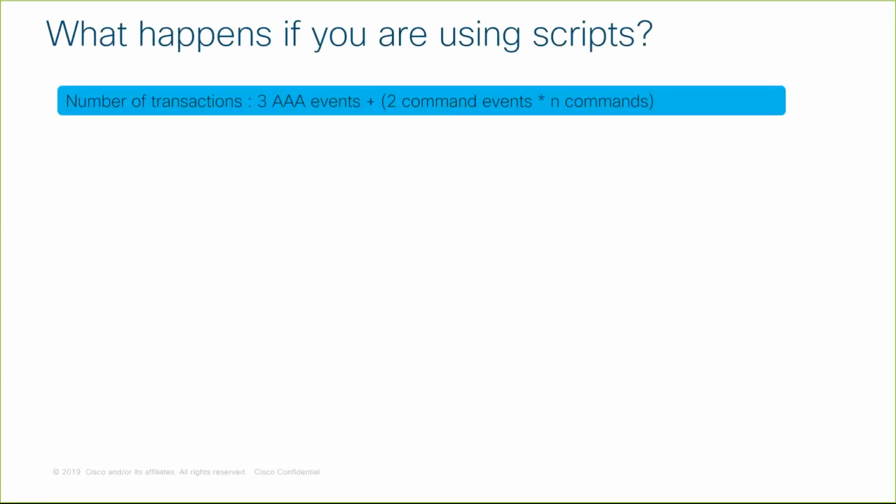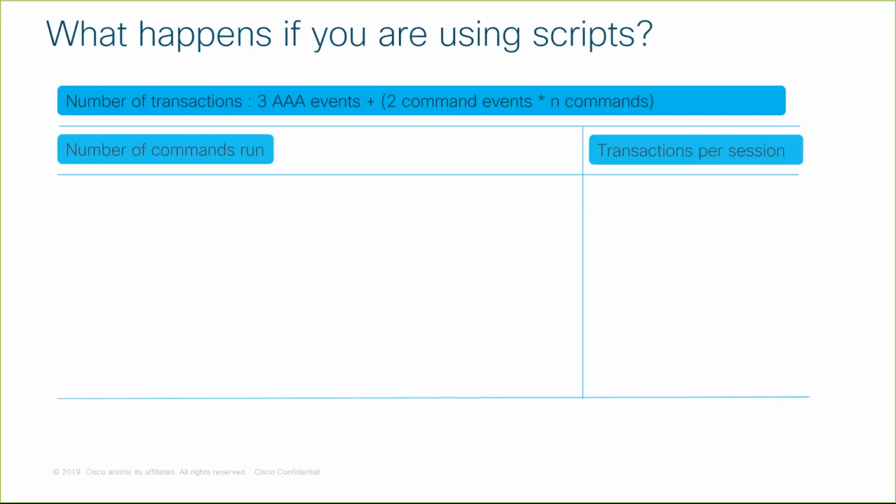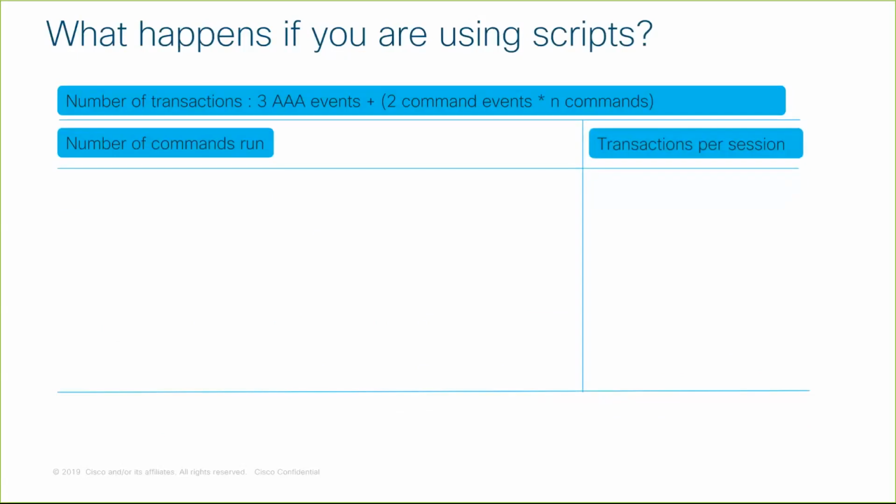Okay, so before looking at that example, let's generalize the formula that we had from the previous slide. So we had 3 AAA events and 2 command events, and in the last slide we had 2 commands. We executed 2 commands, and now we wanted to generalize to n commands. N could be any number. So I've created a table. I have 2 items: one is the number of commands run, another one is transactions per session. So let's calculate the transactions per session as we run the number of commands.